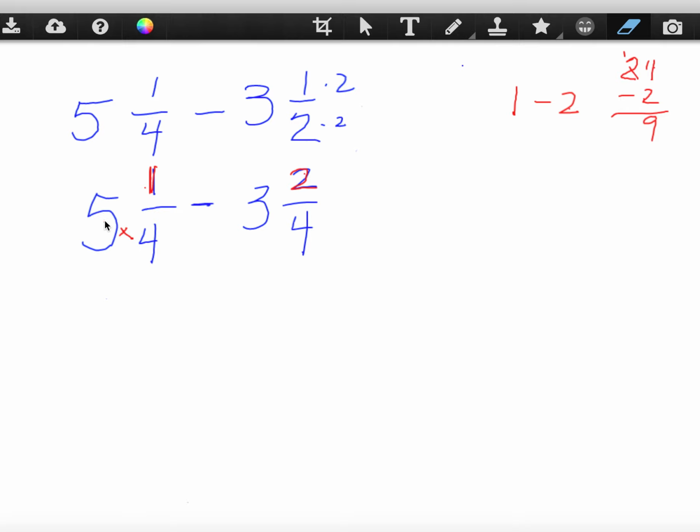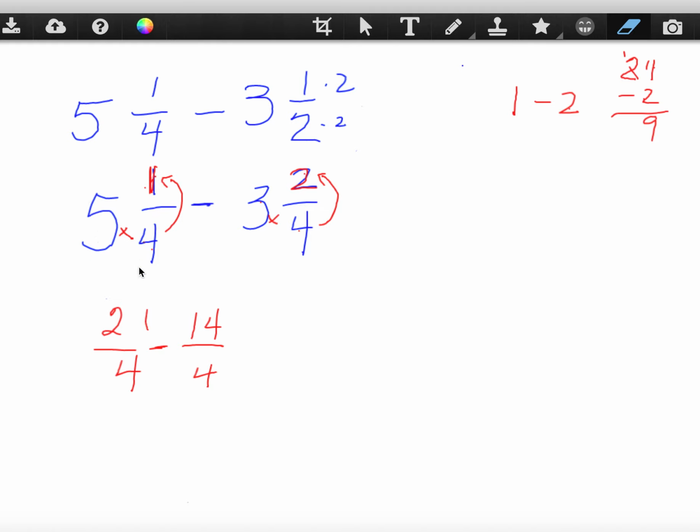5 times 4, I'm regrouping. 5 times 4 is 20, plus the 1, right, is 21/4. I just made an improper fraction. Okay, I've already got common denominators, so I'm just making improper fractions. 3 times 4 is 12, plus the 2 is 14/4.